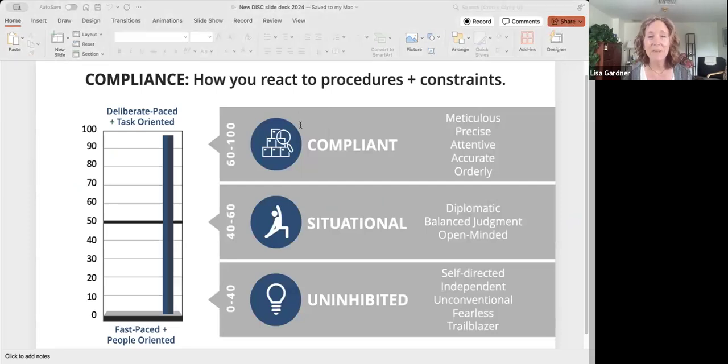The C in DISC stands for compliance. This area addresses procedures and constraints. Some people prefer a clear set of rules and procedures in completing their work. These people will score high, 60 to 100. People high in compliance tend to be deliberate decision makers, similar to the high S's, but they are also goal-oriented like the high Ds. If you scored somewhere in the middle, 40 to 60, it means you have more adaptability in this style. And if you scored low, you prefer more freedom from rules and procedures when completing your work.